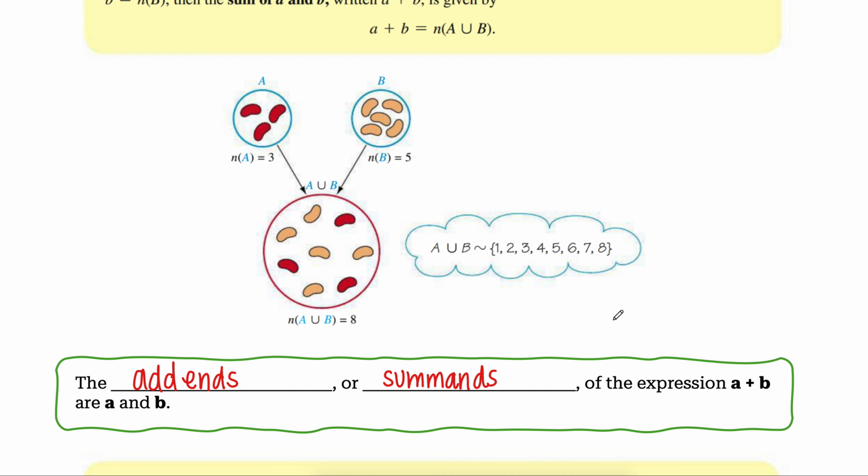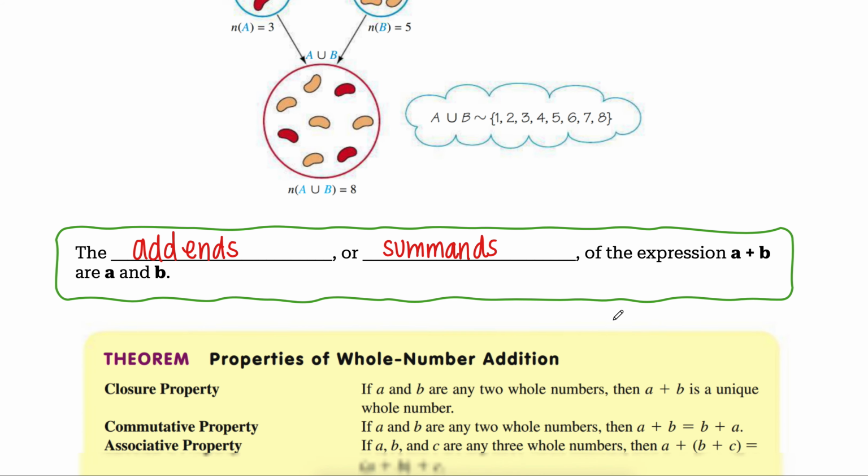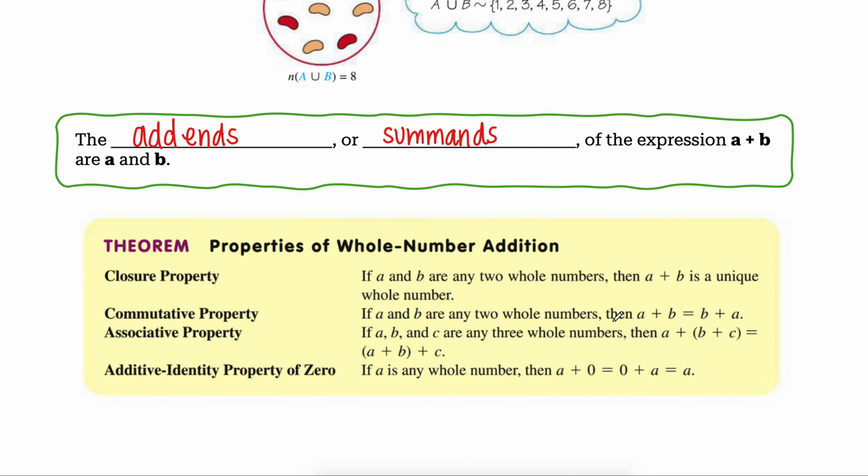And there's a few properties for these whole numbers when we're adding them. You might be familiar with these from past math classes, but we have what's called the closure property. That means if A and B are 2 whole numbers, then when you add A plus B, that sum is going to also be a whole number. The commutative property says that when you're adding, the order doesn't matter. So A plus B is the same thing as B plus A.